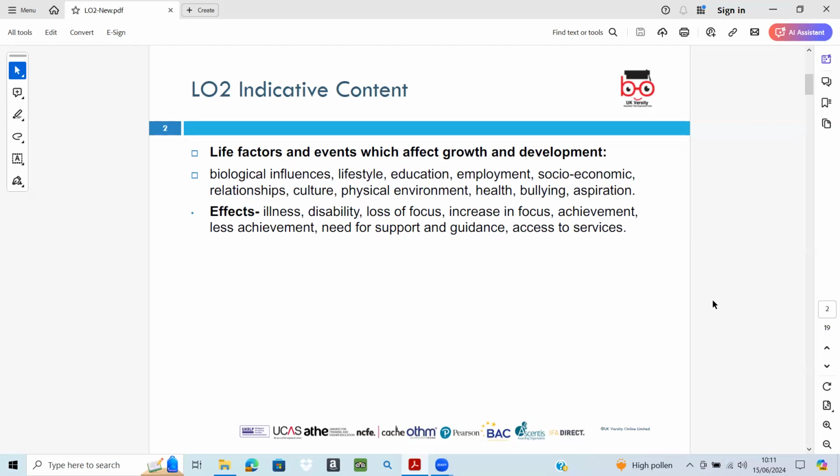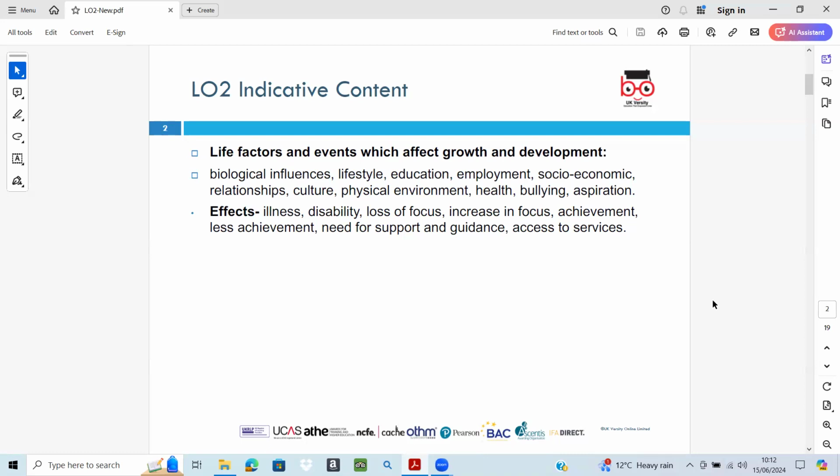compared to other children. Then we have lifestyle. Lifestyle choices such as diet, exercise, and sleep patterns can impact growth and development. For example, a balanced diet rich in vitamins and minerals supports healthy physical and cognitive development, while a sedentary lifestyle with poor eating habits can lead to obesity and associated health issues impacting both physical and mental well-being.